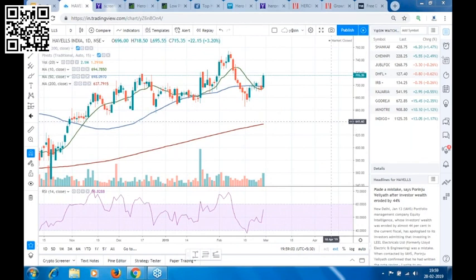Any other question, or should we conclude for today? Any doubt regarding the fundamental analysis part? If you want, I can repeat the ratios. Please note down the ratios that you need to look into while doing the fundamental analysis.